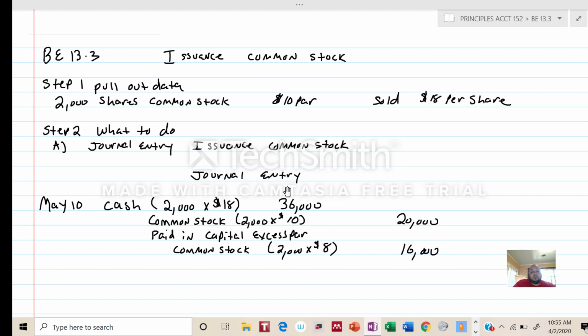Our journal entry is as follows. Anytime you have an issuance, you're receiving something and you're issuing something. Here we're receiving cash for the stock. May 10th, we received cash for 2,000 shares at $18 per share, which was $36,000. We need to do an entry to put the common stock on our books. That entry is going to be 2,000 shares at $10 par value. You always record at the par value, which is $20,000. Now, the difference between what we received and what we recorded on our books is going to be the paid in capital in excess of par common stock, which was $8. So it's 2,000 shares at $8, a credit for $16,000. Again, that's 13.3.